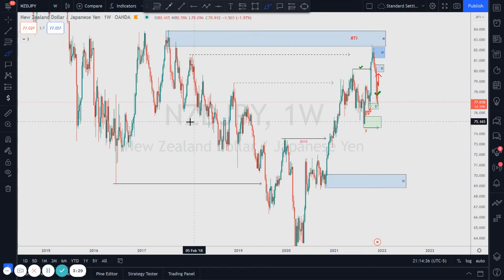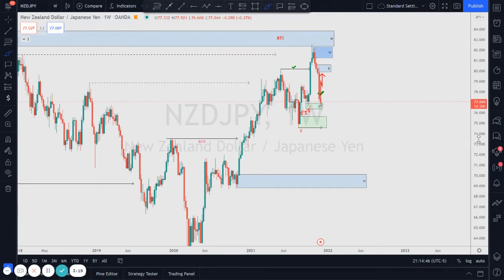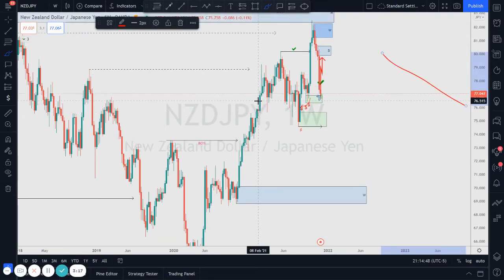Why do we say that? Because we broke structure on the way down. We broke a lot of structure on the way down. We have to return to impulse. That's the way it works. Okay. Now, I hate it when I do that.